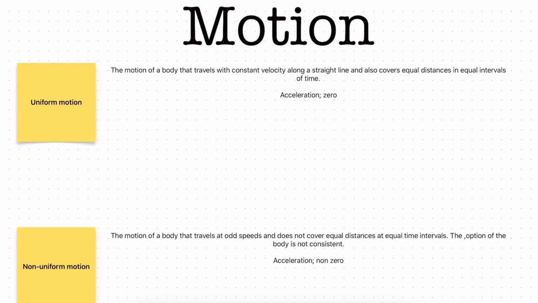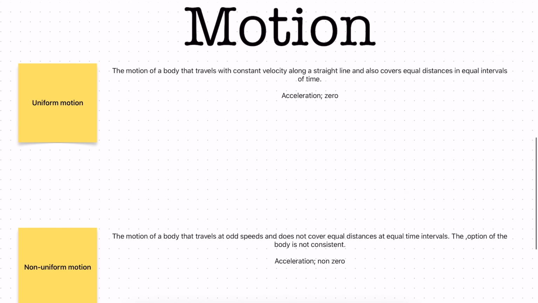Today, we will be talking about the topic motion. There are two types of motion: uniform motion and non-uniform motion. Uniform motion is the motion of a body that travels at a constant velocity along a straight line and also covers equal distances in equal intervals of time, and the acceleration will be zero.